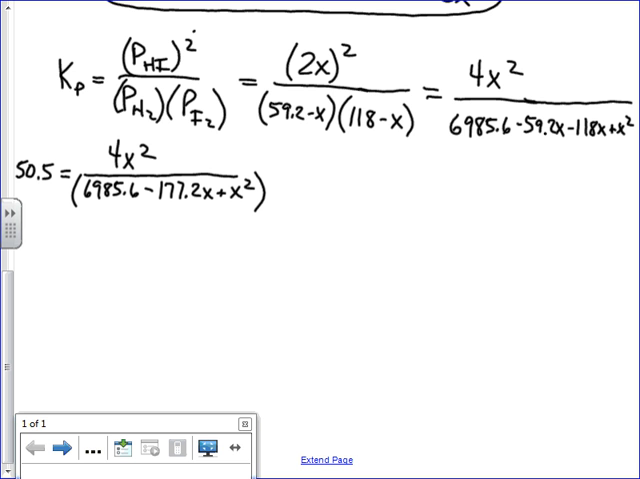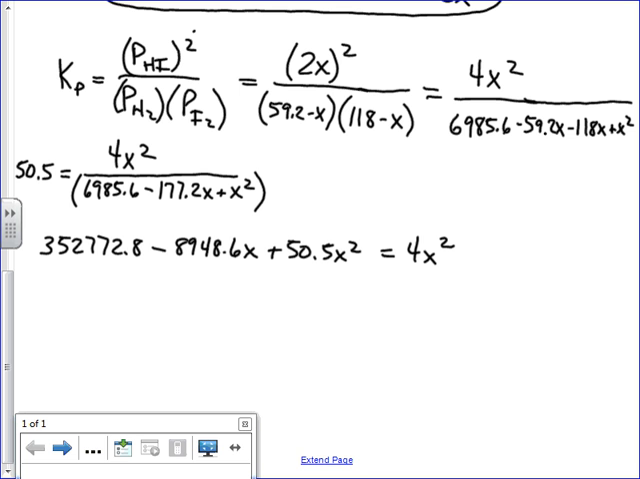So 50.5 times 6985.6. These numbers are getting ridiculous. 352,772.8 minus 50.5 times 177.2, which is 8948.6x, plus 50.5x squared. And that's all equal to 4x squared.